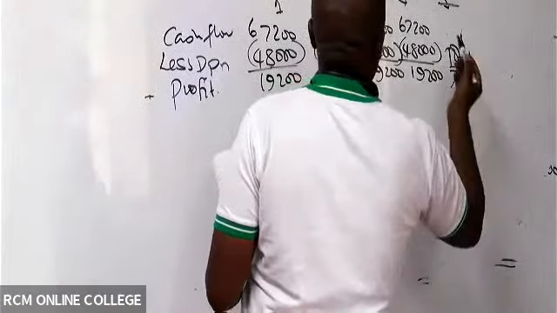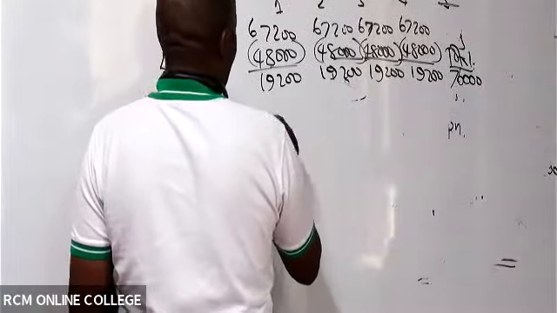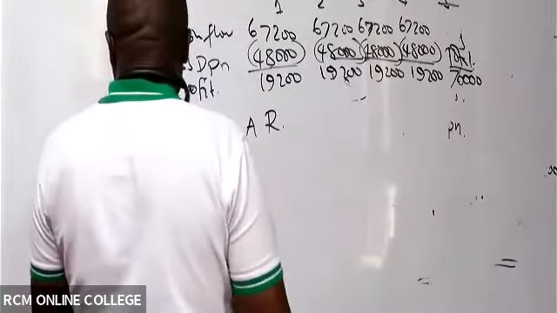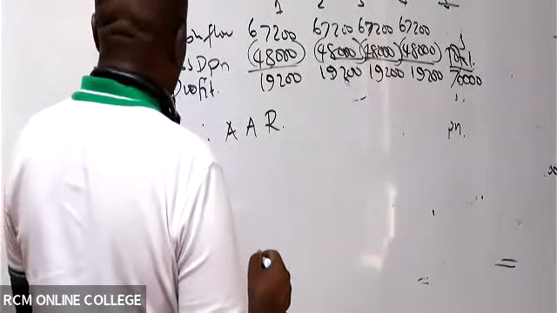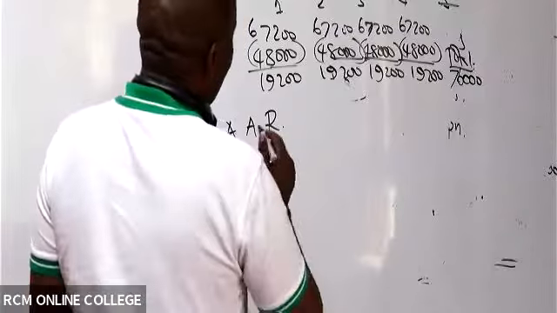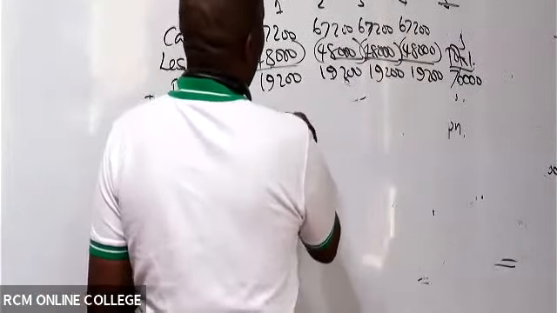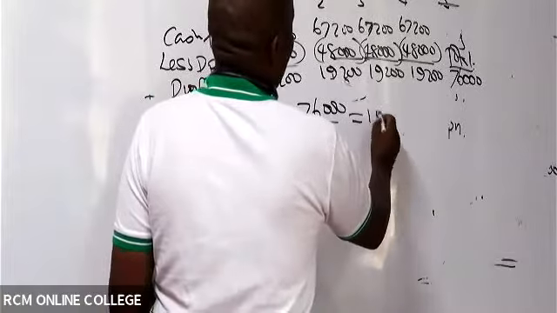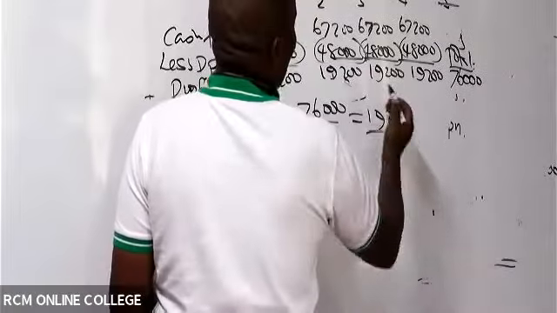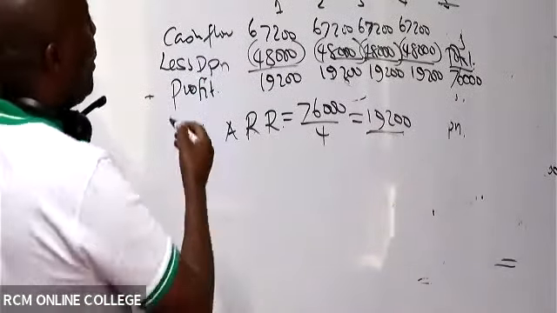This is straight line, no problem. Therefore, the accounting rate of return, or ARR, average accounting rate of return. I will take this 76,000, divide by 4, which gives me 19,200. This is for project X.